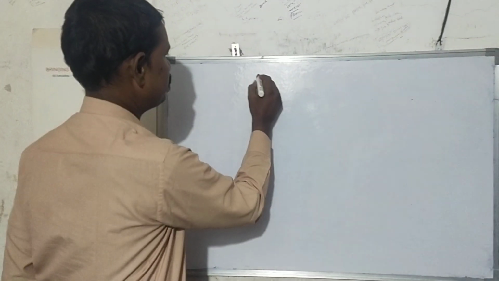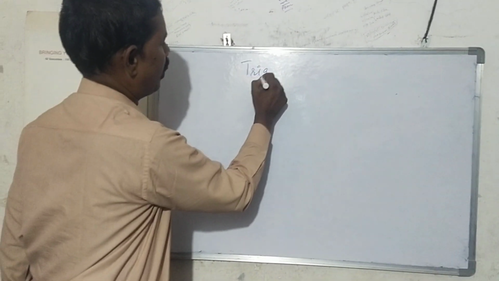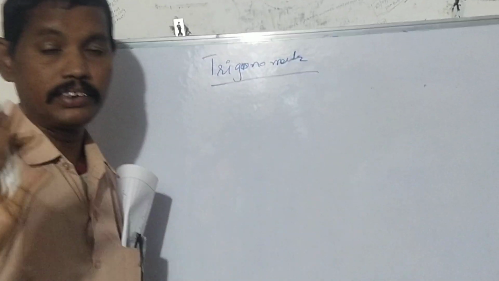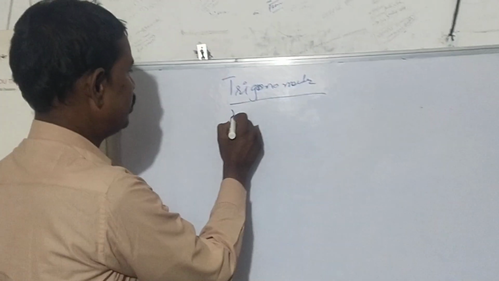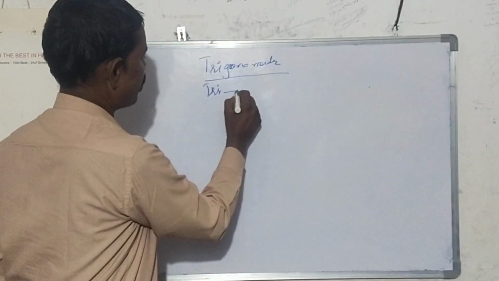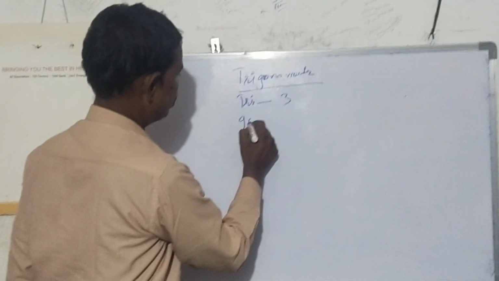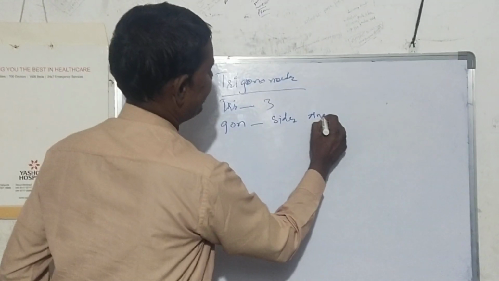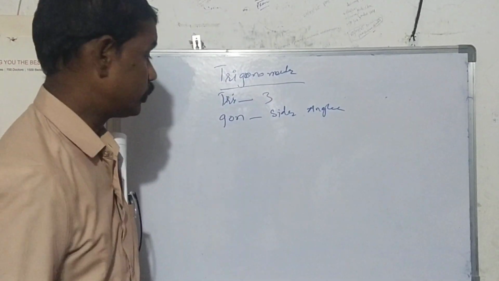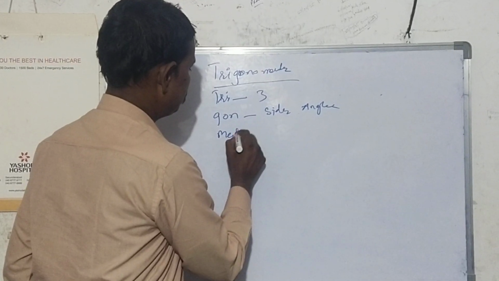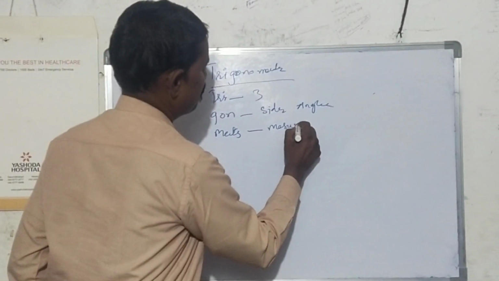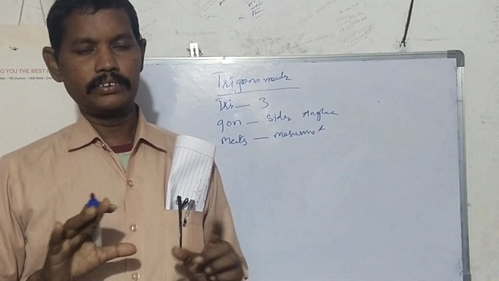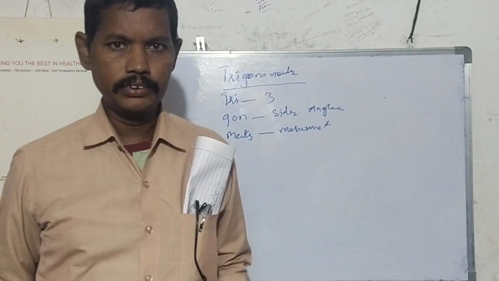You know what trigonometry means. Trigonometry. What does trigonometry mean? Tri means three. Gon means sides or angles. And metry means measurement. This is trigonometry.